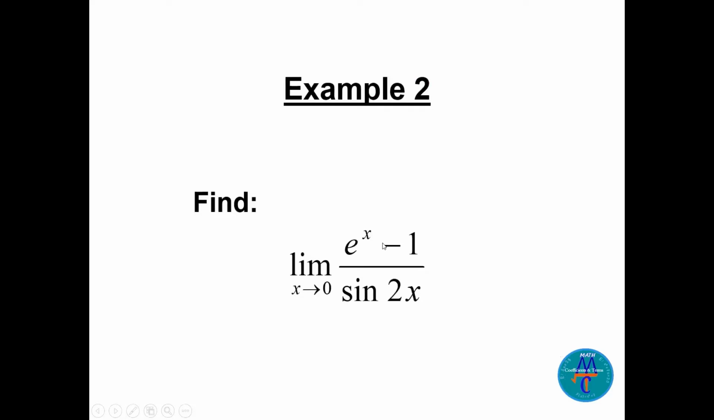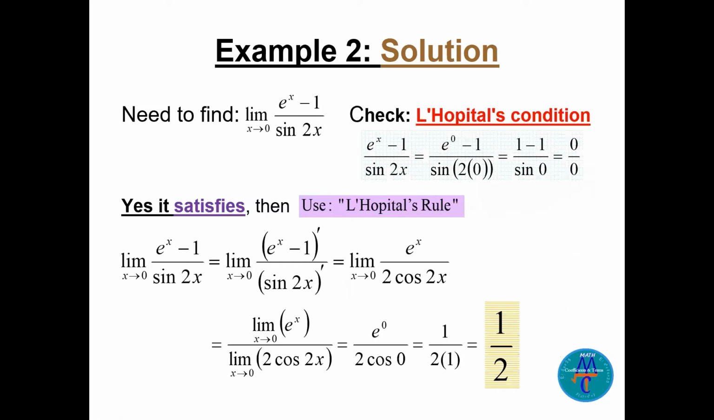Let's see another nice example: the limit of e to the power x minus 1 divided by sine of 2x as x goes to 0. First, we check the L'Hopital's condition. Is it an indeterminate form or not? We replace x by 0: e to the power 0 minus 1, and e to the power 0 is 1, minus 1. Sine of 2 times 0 is sine of 0, which is 0. So this is 0 over 0. Yes, it satisfies, so we can use L'Hopital's rule.